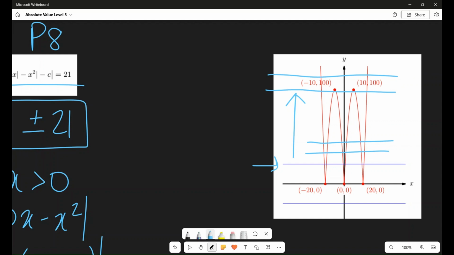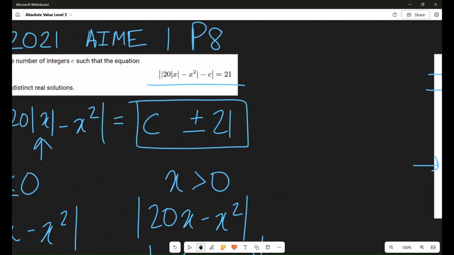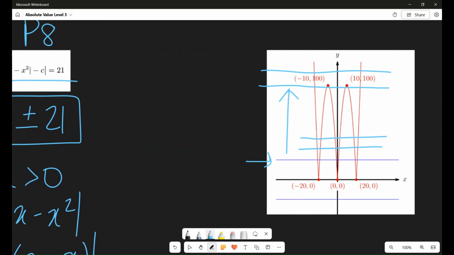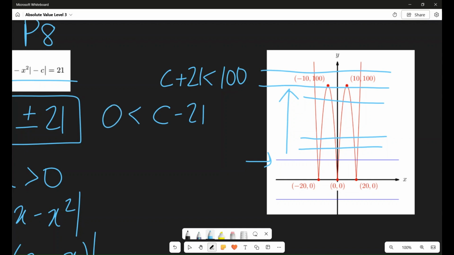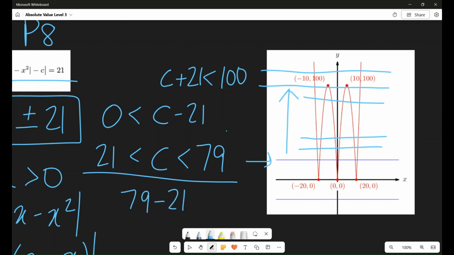And now we can think about our values of c, because we have to remember the problem is asking for the number of integer values of c. So we would like c plus 21 to remain below 100 so that that horizontal line will intersect at 6 points. And we would want c minus 21 to be more than 0. So from here we get c is more than 21 and it is less than 79. And given this, we know that there are 79 minus 21 minus 1 equals 57 different values of c. And that's our answer.